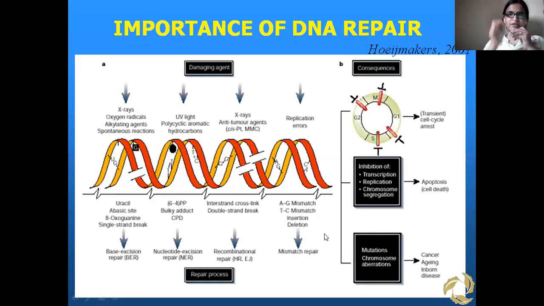So here we can see the summary of repair mechanisms. The damaging agent can be X-rays, which lead to oxygen radicals, alkylating agents, or spontaneous reactions. UV light may cause damage, polycyclic aromatic hydrocarbons are also involved, X-rays, and other replication errors can also be seen.